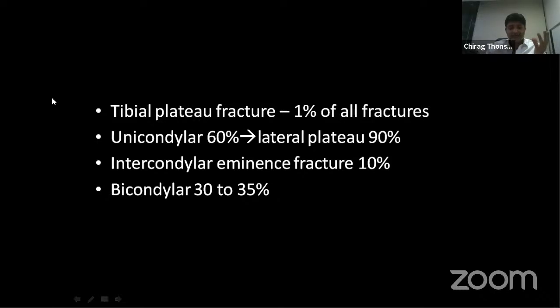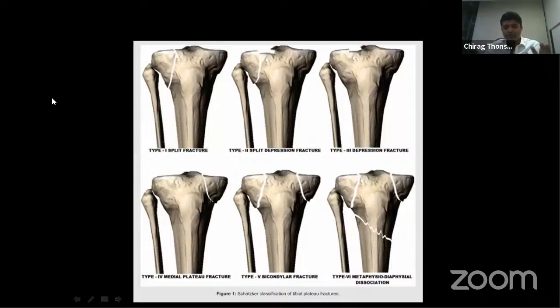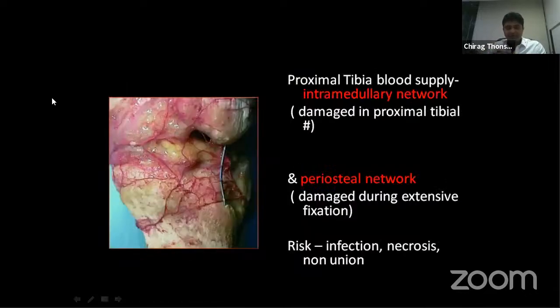By and large, the larger chunk of these tibial plateau fractures are the unicondylar fractures, and these are what we are going to talk about more in today's discussion. It's a well-known fact that all of us follow a very simple classification given by Schatzker, right from our post-graduation days. Type 1 is the split fracture, type 2 is the split depression fracture, type 3 is the isolated depression fracture, type 4 is the medial tibial plateau, type 5 is the bicondylar fracture, and type 6 is the more notorious one, the metaphyseal-diaphyseal dissociation or metaphyseal-diaphyseal injuries.